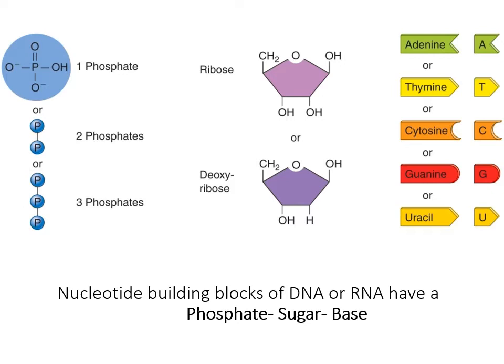In RNA, it's slightly different. We don't have thymine in RNA. So adenine pairs up with uracil, and cytosine pairs up with guanine, which is the same as DNA. So what's a nucleotide? It's a phosphate group attached to a sugar group attached to one of these bases.